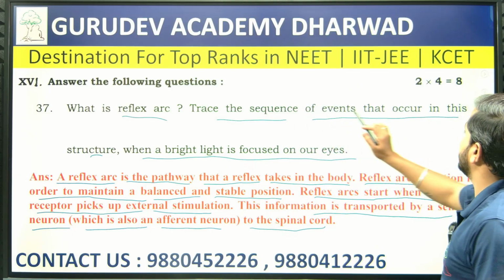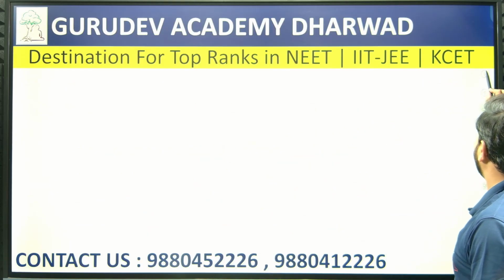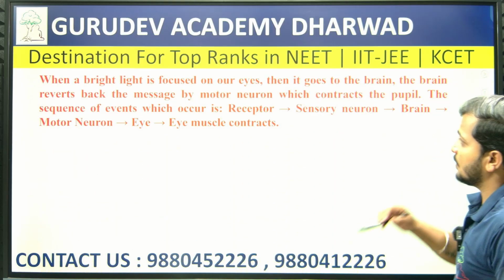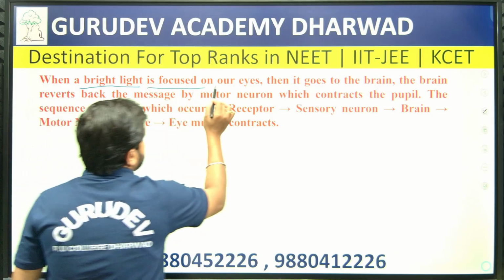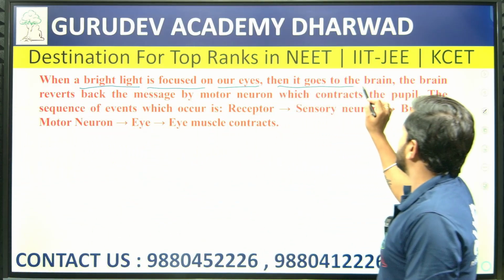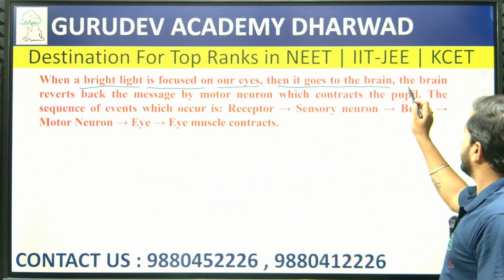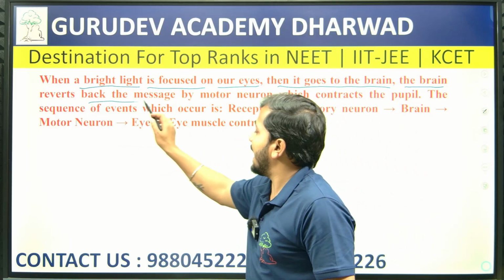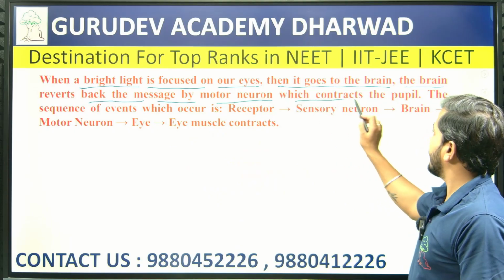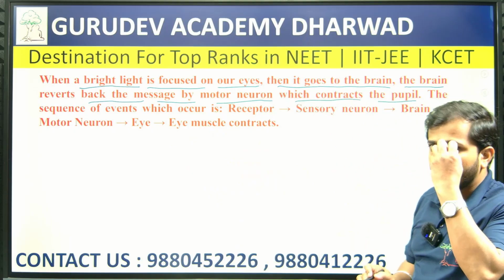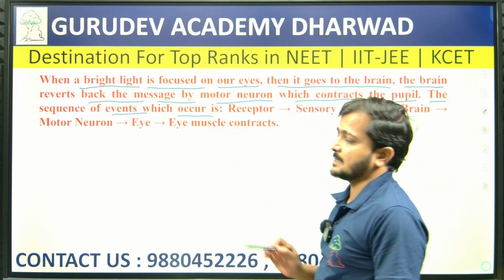Then we'll see how this explains the events that occur with bright light falling onto the eye. When bright light is focused on our eye, it goes to the brain. The brain reverts the message by a motor neuron, which is going to contract the pupil. Then how does the sequence of events occur?